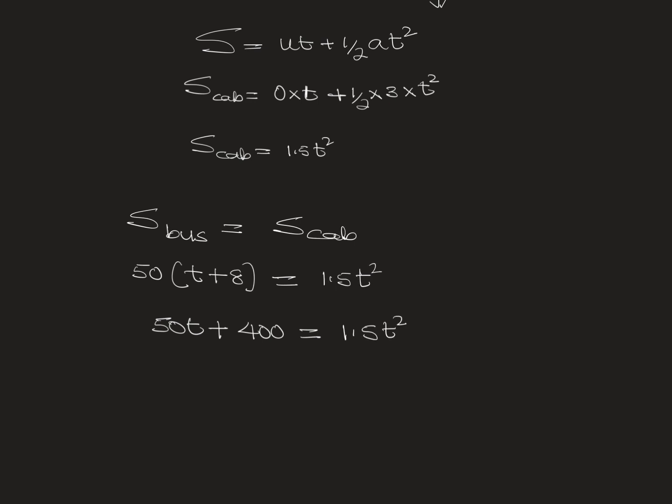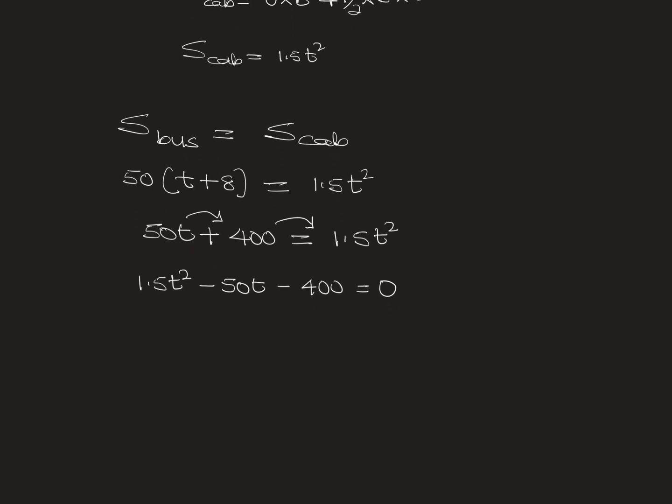So this looks like a quadratic equation. To equate it to 0, I can send this to the other side of the equation. In that case, I will have 1.5 t squared minus 50t minus 400 is equal to 0. This is a quadratic equation. So if I want, I can go and use this directly.